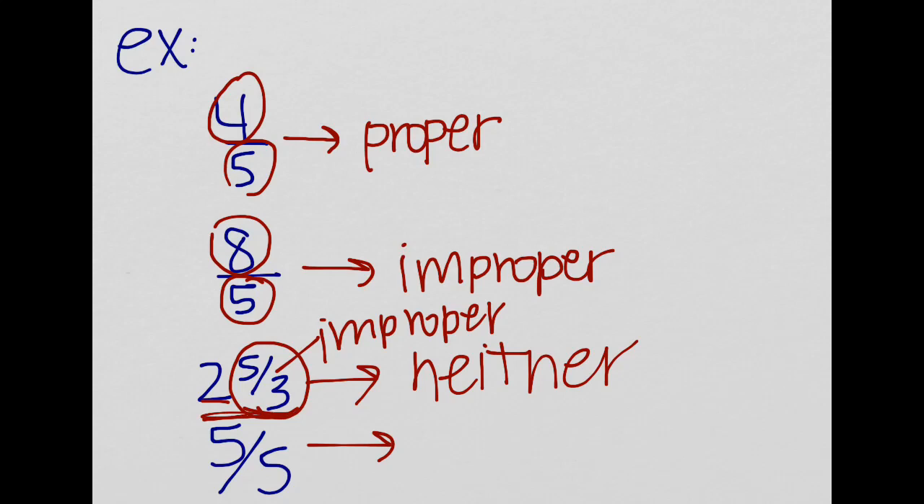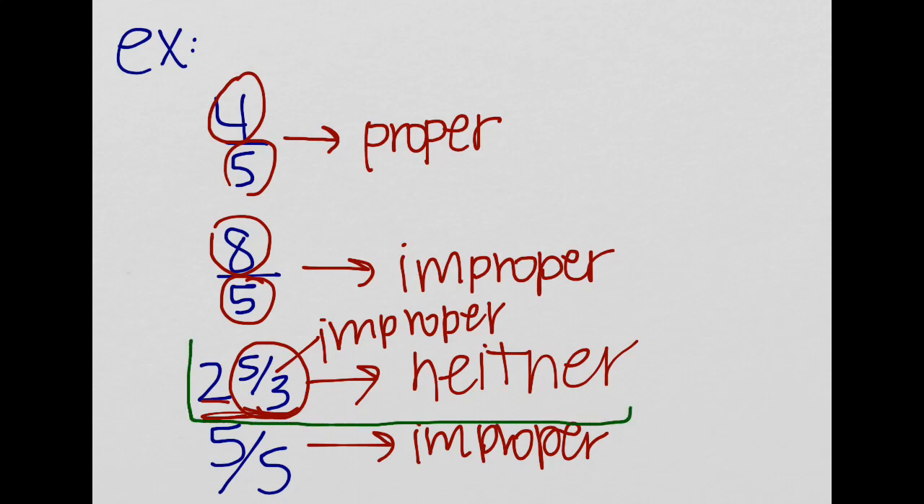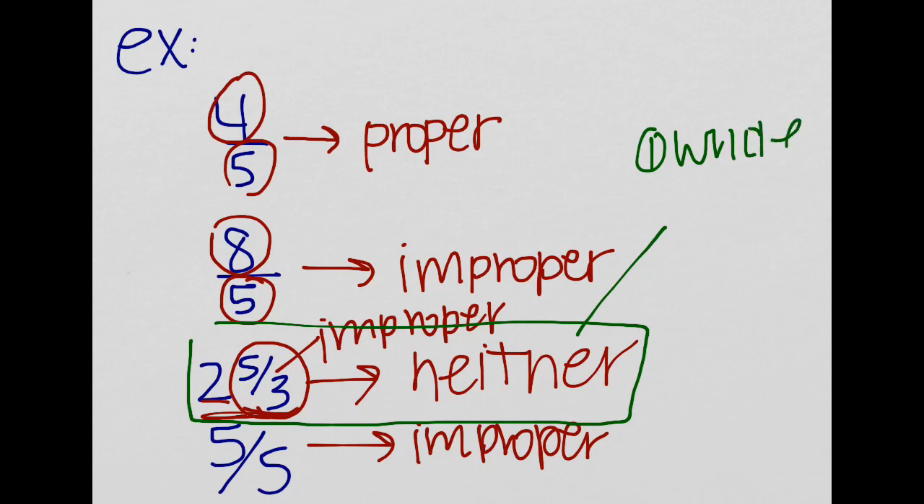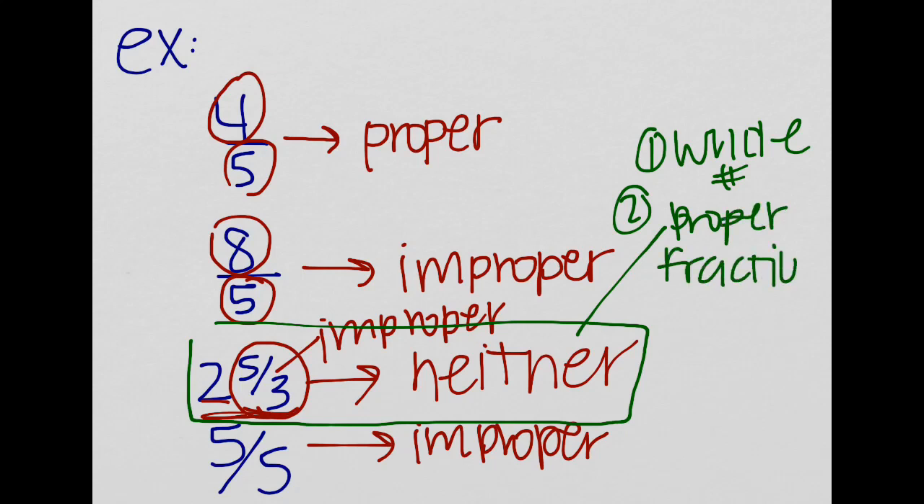Now 5/5, well, that's improper because 5 is equal to 5, okay? Now I just really want to draw your attention to this one right here, because realize it needs to have two components, both the whole number and not just any fraction, but a proper fraction. So this is a very common multiple choice question, so be careful when you see that.